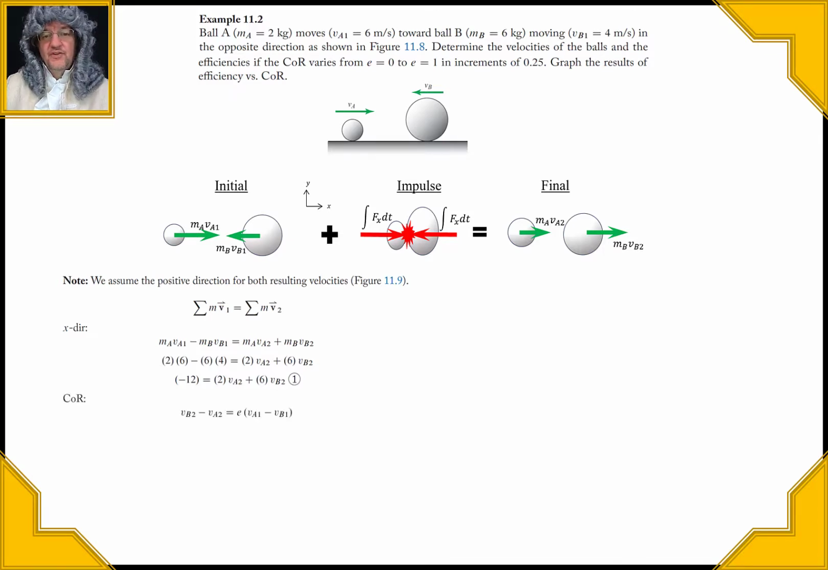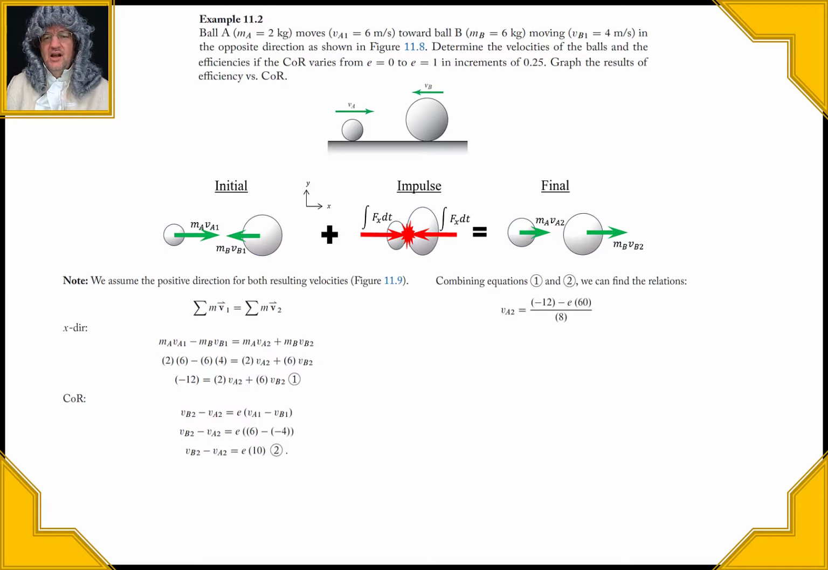So now we take the coefficient of restitution and write in what these are, and then we put in these initial velocities, and we set that equal to equation 2. Now I've set E as a variable so that I can start entering things right here. So here I've made it into these two equations right here.